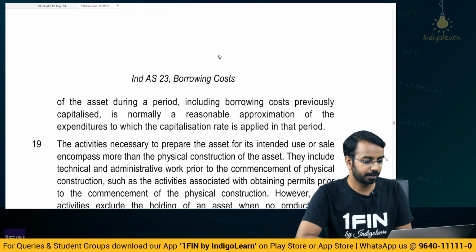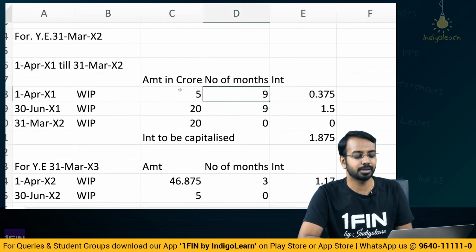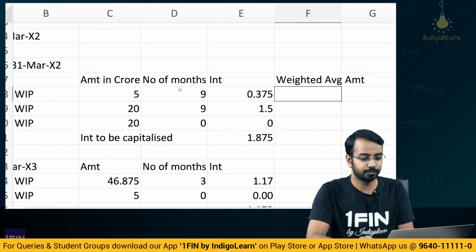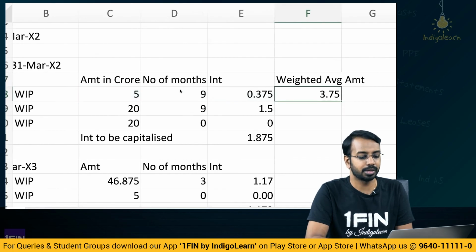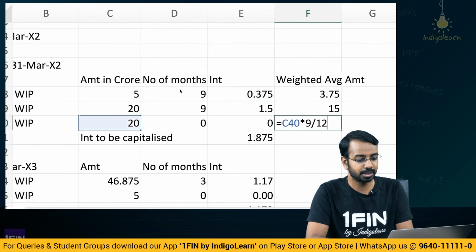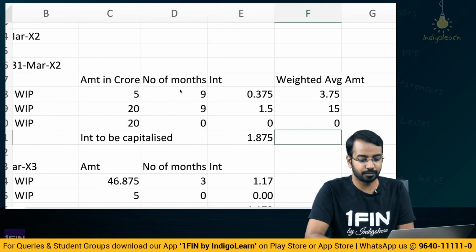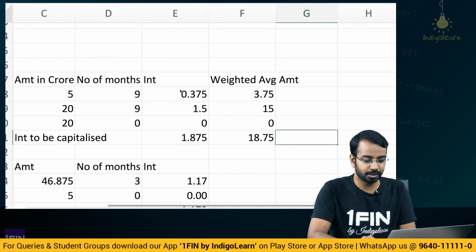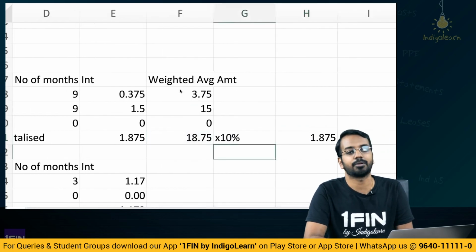For example, if you come back to this, here we said 5 crores 9 months and we applied the interest. Instead of that, what you can do? What is the weighted average amount? That is 5 multiplied by 9 divided by 12, 3.75. Then this 15, 20 multiplied by 9 divided by 12, and this 20 multiplied by 0 divided by 12, you get the 18.75. On this, if you apply 10%, you get 18.75 into 10%, that is 1.875.